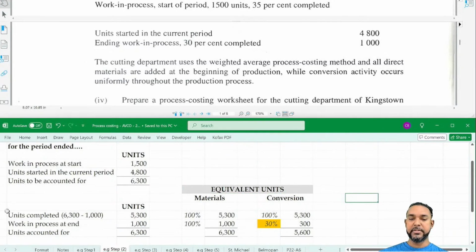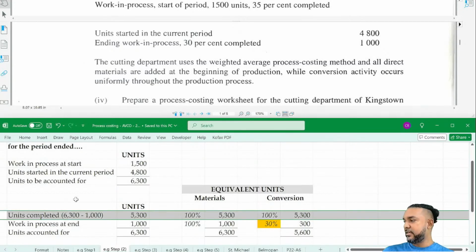So for the units completed, completed means it's done. It means all of the work is done. That's 100% of the work. So for materials and conversion, you're going to see 100%.